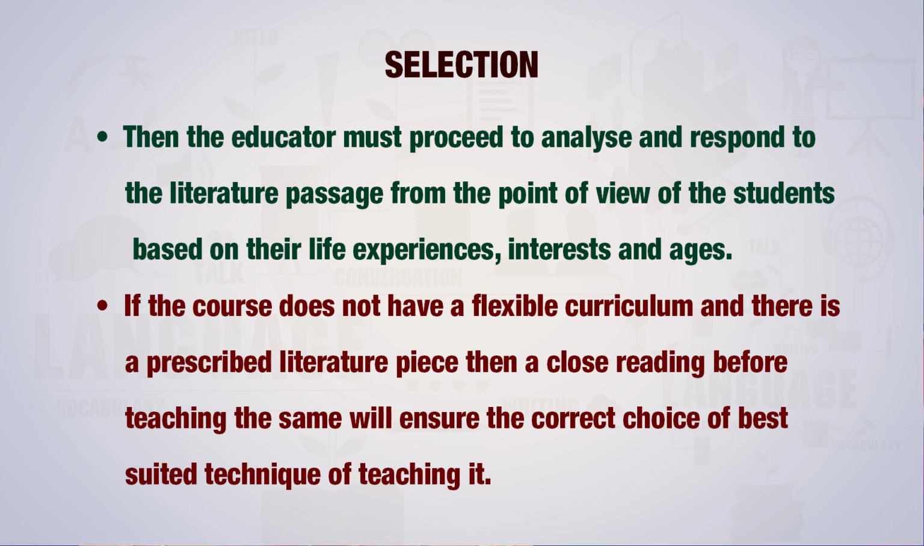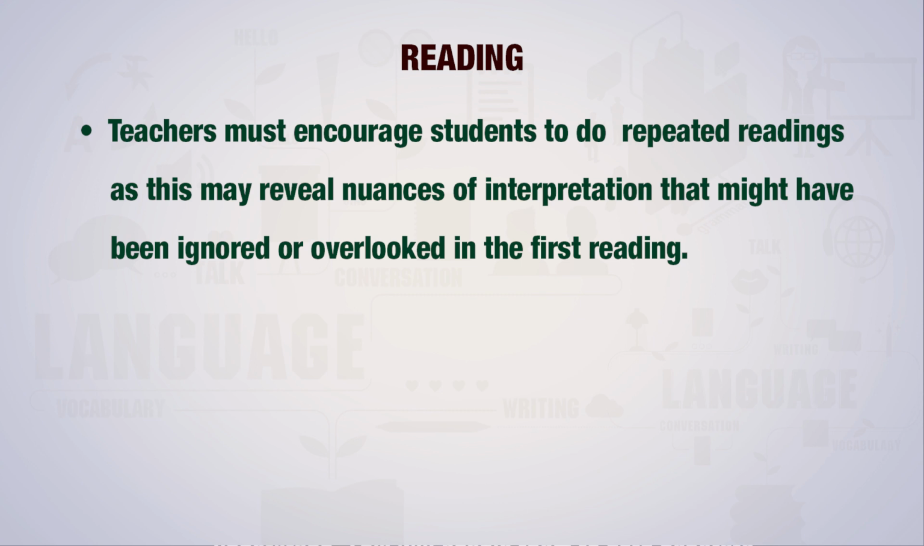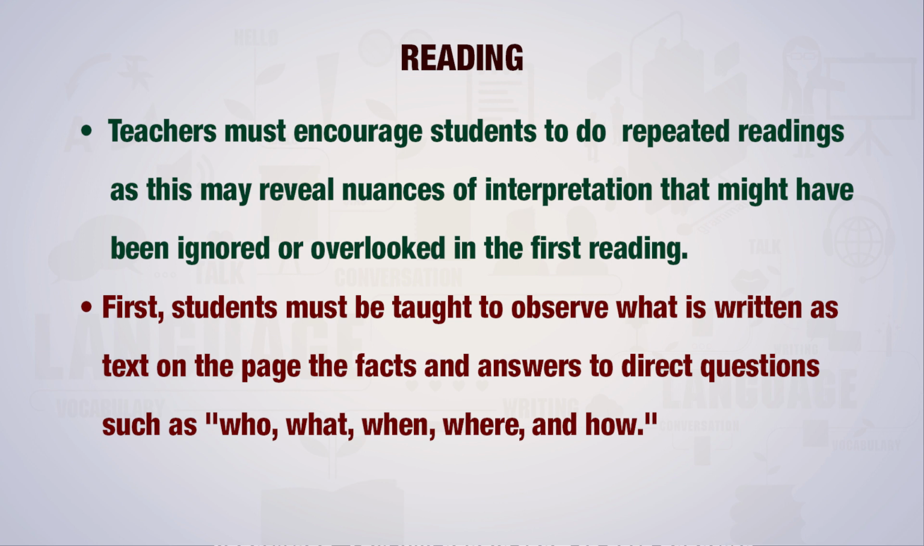If the course does not have a flexible curriculum and there is a prescribed literature piece, then close reading before teaching the same is absolutely imperative, so that the teacher can ensure how to choose the correct and best suited instructional technique for greater instructional efficacy. The second way is reading. Students must be encouraged to read, reread, and reread. Repeated observation usually reveals nuances of interpretation that are ignored or overlooked in the first reading, and this must be done at the beginning of the course.